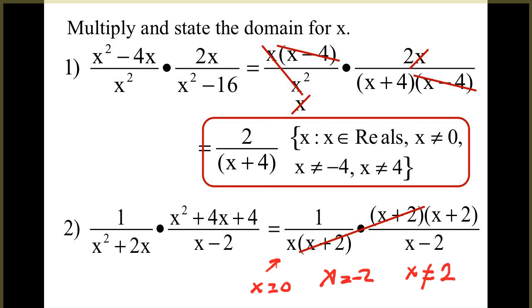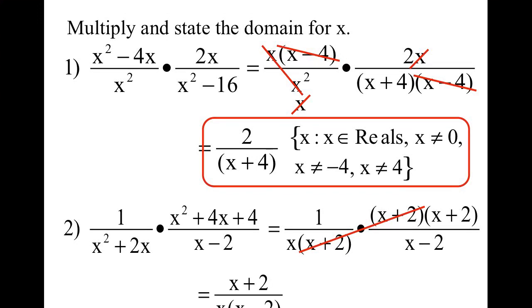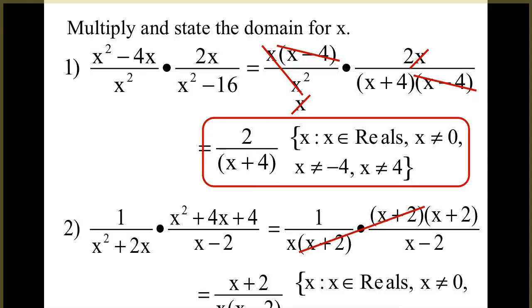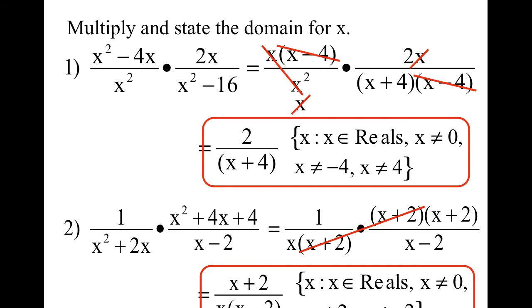So the domain should state, all we're going to be left with is this, this, and this. So when I have it simplified, I end up with x plus 2 over the quantity of x times x minus 2. And x is such that x is an element of the reals. x cannot equal 0. x cannot equal 2. And x cannot equal negative 2.